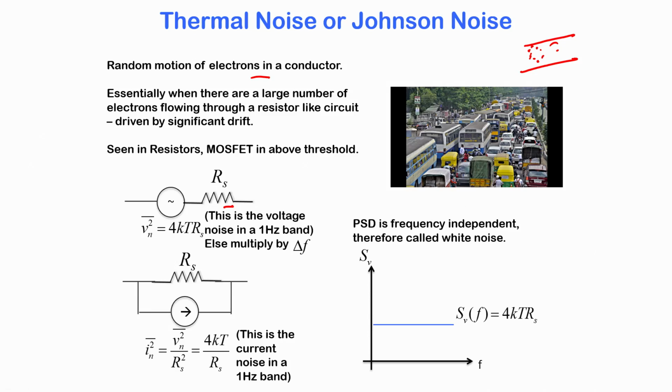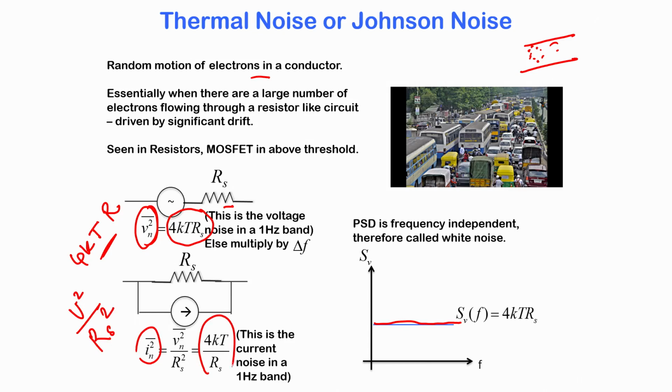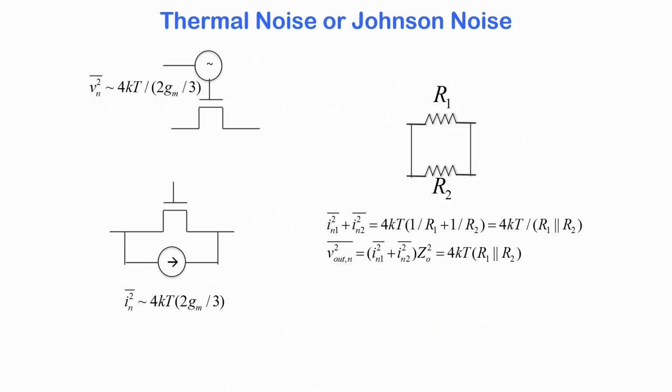The noise is represented as a mean voltage square or a mean current square, and the thermal noise is given by 4kTR, where k is the Boltzmann constant, T is the temperature and R is the resistance of the device. The thermal noise is frequency independent, which means that the power of the noise remains constant at all frequencies. You could also represent the thermal noise in terms of the current, which is the voltage square divided by R square, which means that this becomes the thermal noise of the resistor.